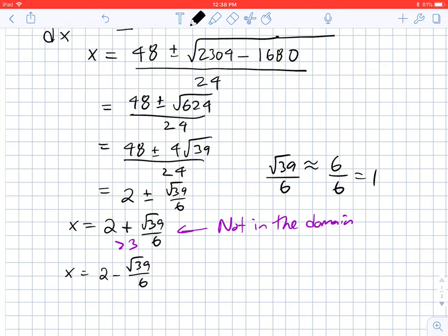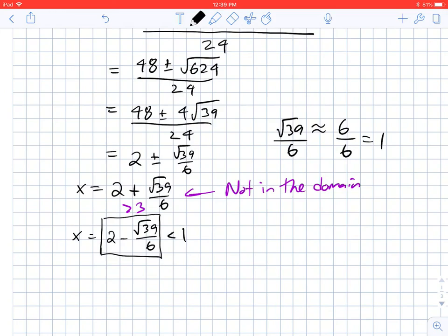And that, well, root 39 over 6, we said that was a little bigger than 1. So 2 minus root 39 over 6 will be about 1, but a little smaller than 1. And that's what the graph actually suggested was the correct answer anyway. We knew it was going to be some number just a little bit smaller than 1. And so in fact, the x value that will maximize our volume is 2 minus root 39 over 6.